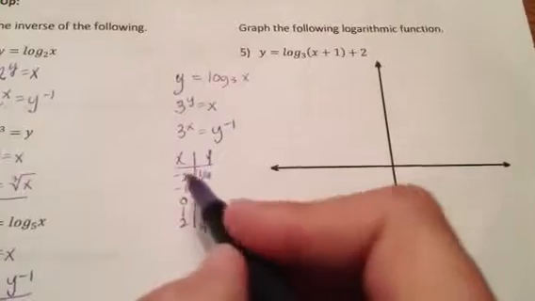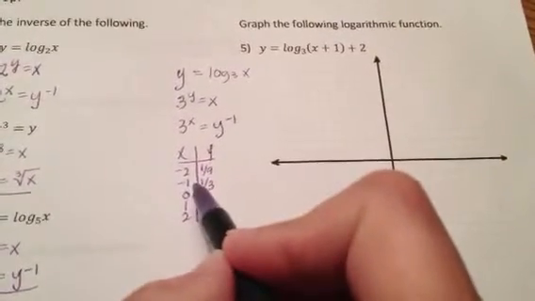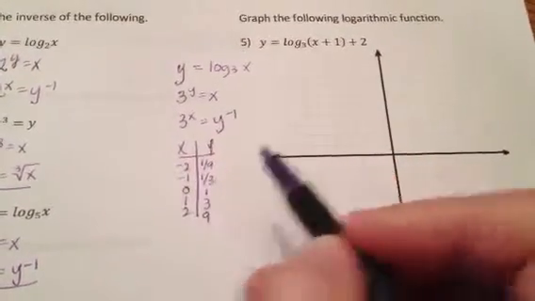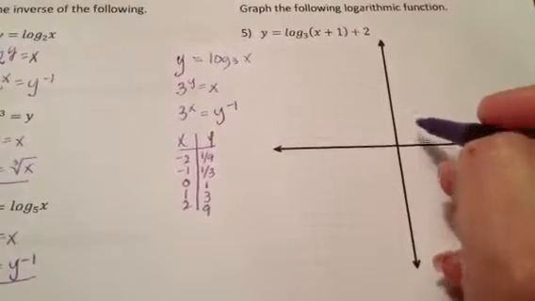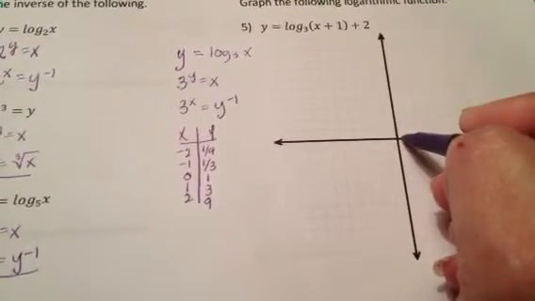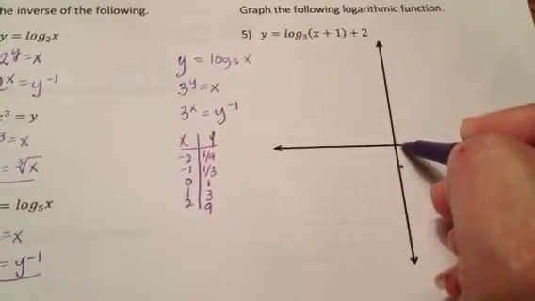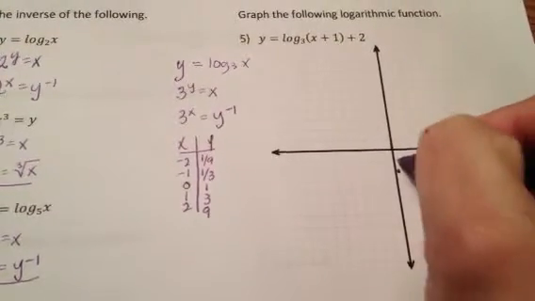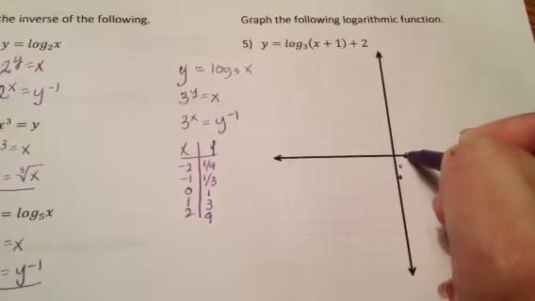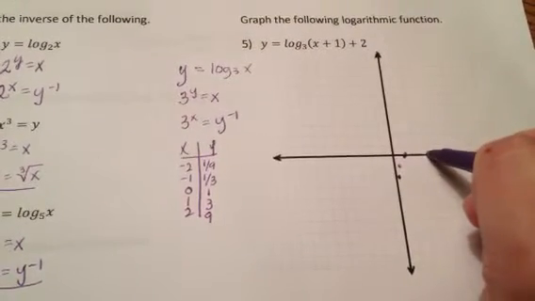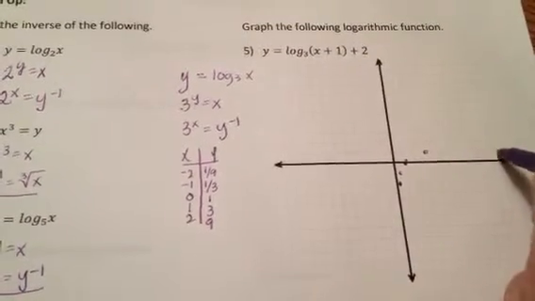I'm going to graph the points, but I don't want to graph this because remember this is the inverse. So I'm going to exchange my x's for my y's and graph those points. So I will graph 1/9, -2, 1/3, -1, I'll do 1, 0, 3, 1, and 9, 2.